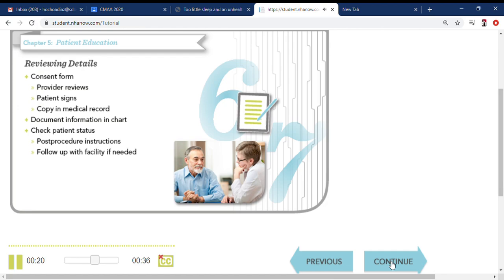Number 7. Document the information in the patient's chart. Then check the patient's status following the procedure. Make sure the patient is following the provider's post-procedure instructions. Follow up with the facility if you don't receive prompt results.